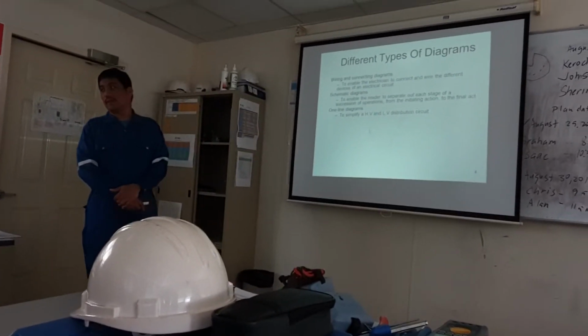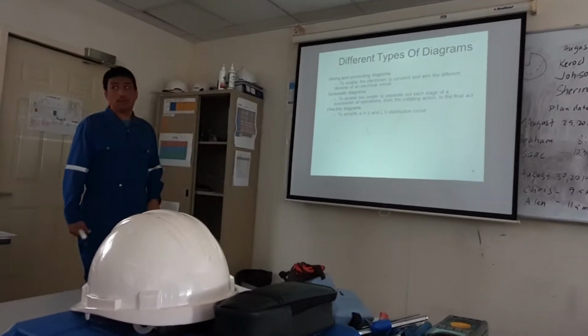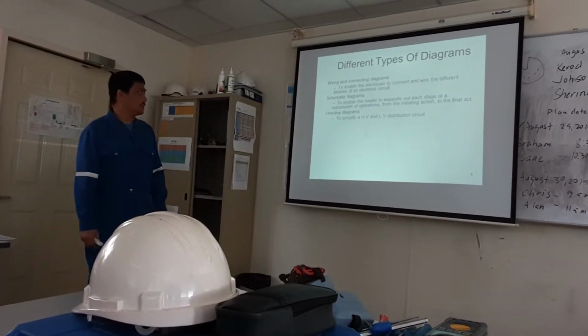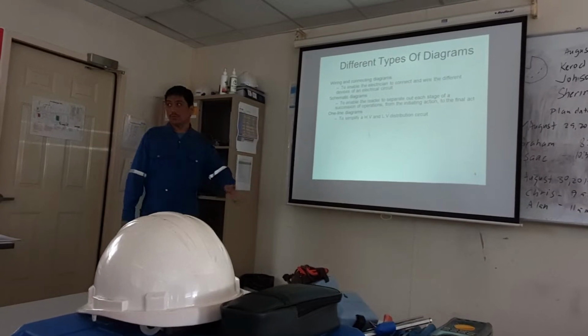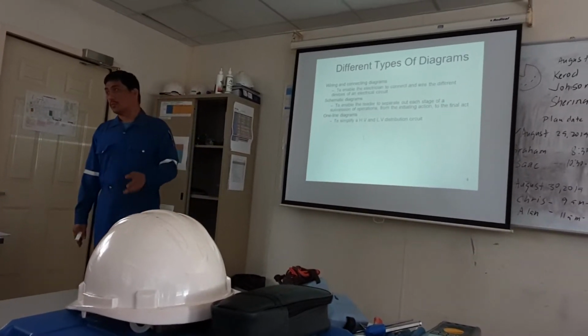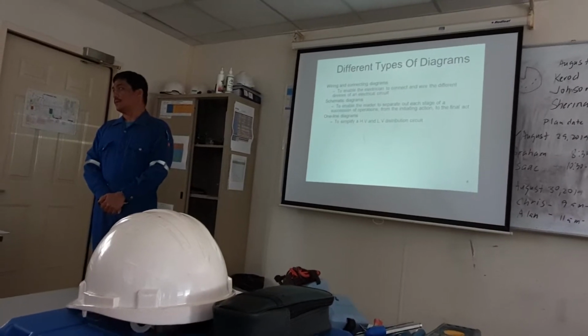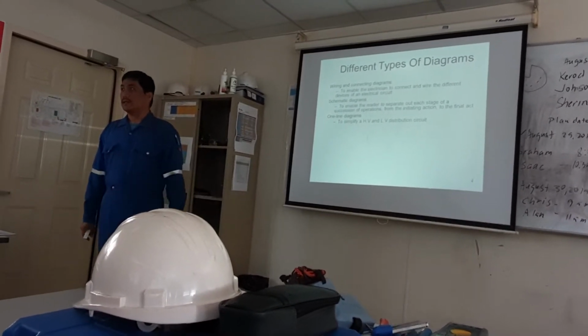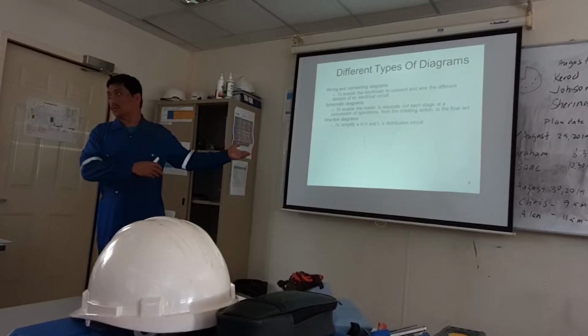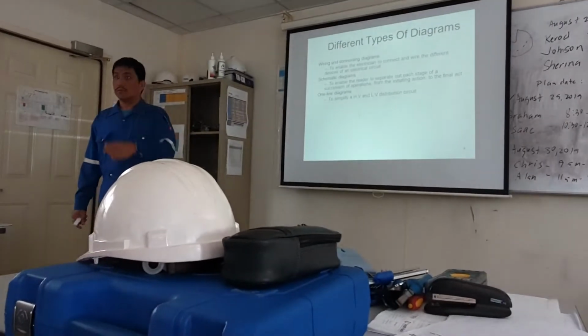Okay? Schematic diagram is to enable the reader to separate out each stage of a succession of operation from initiating action to the final action. So schematic is mostly on control, okay, and sequence. One line diagram shows the circuit breaker, the transformer, and all the motors connected in the whole industrial plant. Okay, that is single line diagram. We are going to show you what are those diagrams. It is on the handout.